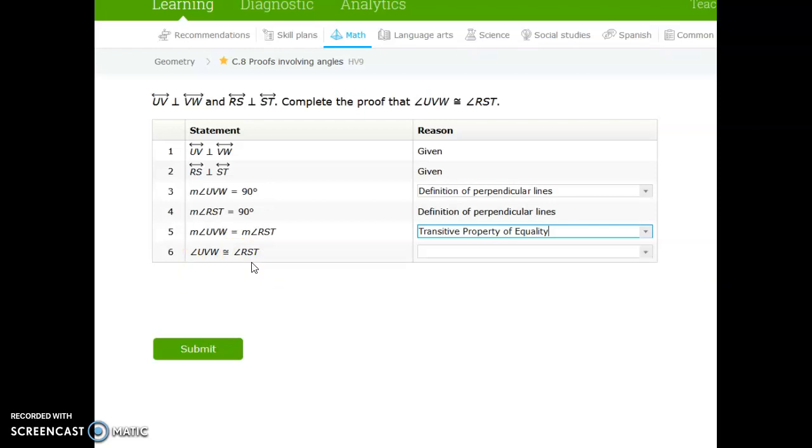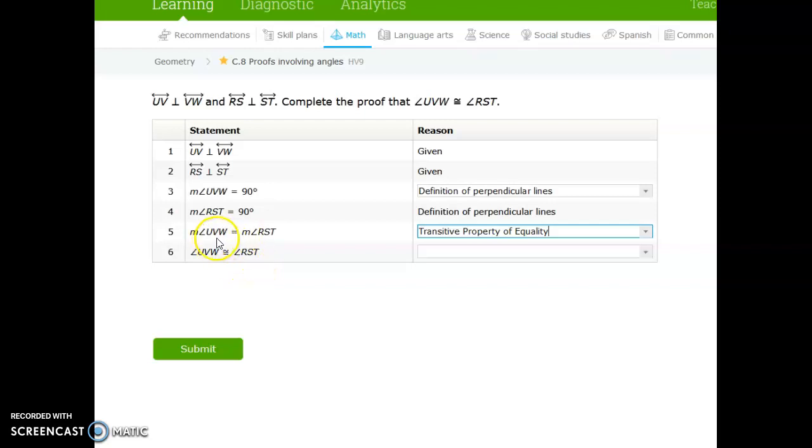Okay, and that looks almost exactly like the line above it. Let's see what the difference is. It looks like they're just written in slightly different ways. Line 5 says the measure of angle UVW equals the measure of angle RST. And then line 6 says angle UVW is congruent to angle RST.